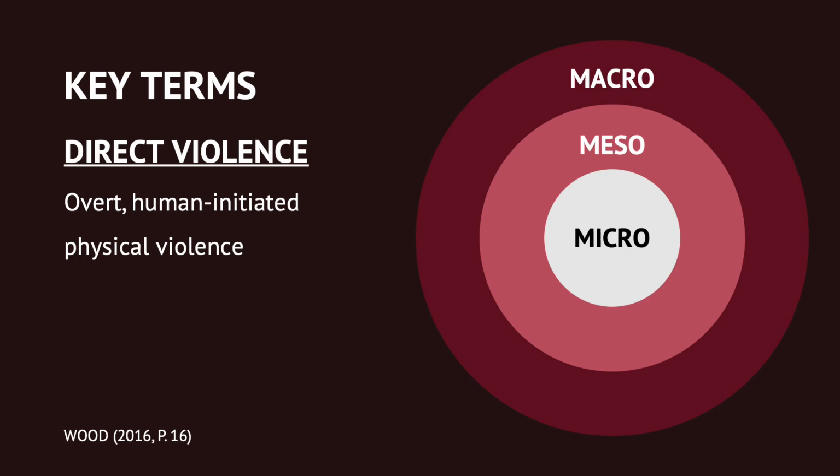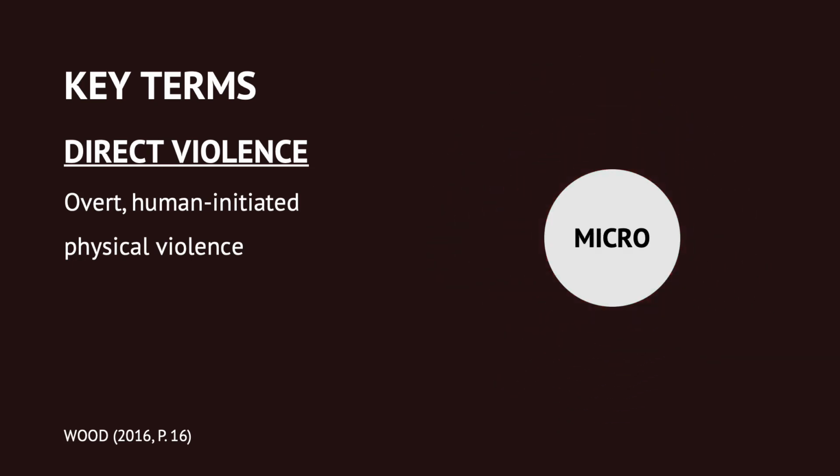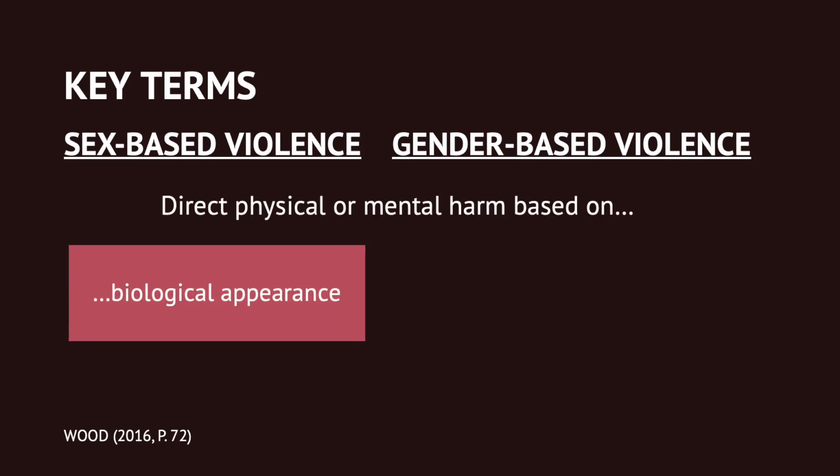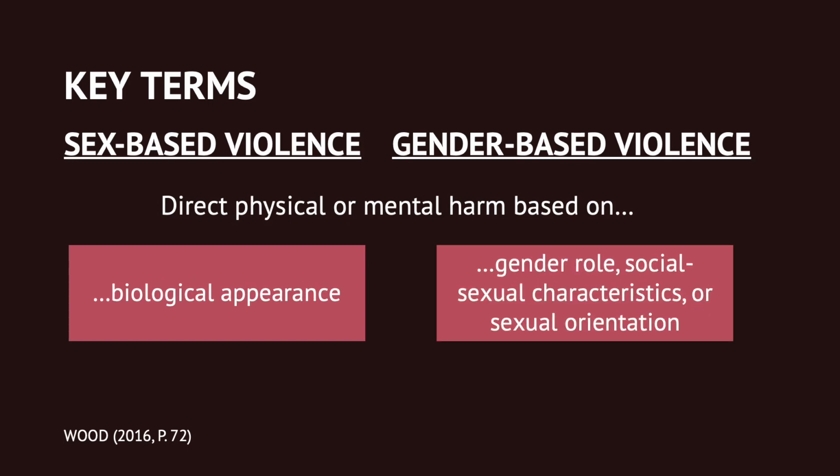For this topic, we will specifically be focusing on the micro level of analysis, which is direct violence that occurs between individuals or small groups. Although very closely related, it is necessary to distinguish the difference between gender-based violence and sex-based violence. Basically, the biggest difference is that sex is a biologically constructed concept, while gender is a socially constructed concept.